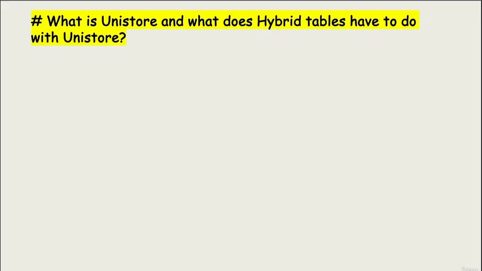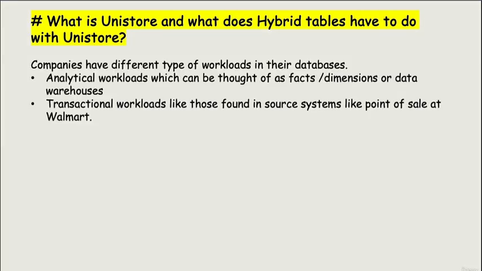What is Unistore, and what do hybrid tables have to do with Unistore? The word uni means one. When Snowflake says Unistore, what it means is one store of data for all types of workloads. Now, what do I mean by all types of workloads? There are two types of workloads that generally exist for a database. They are the analytical workload, which is basically data warehousing, and transactional workloads, which are source systems like point of sale, which we can find at Walmart.